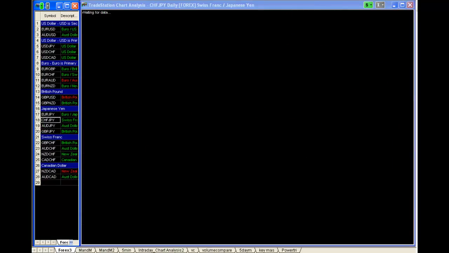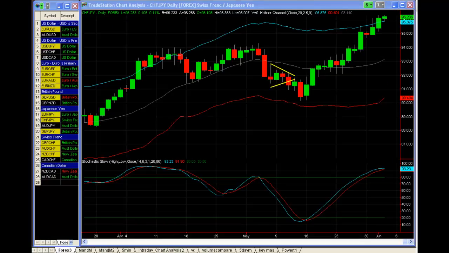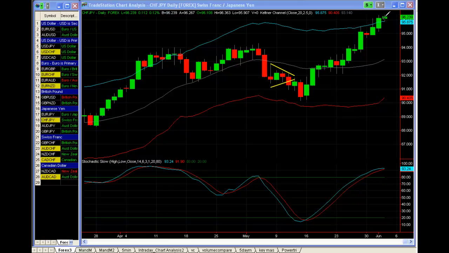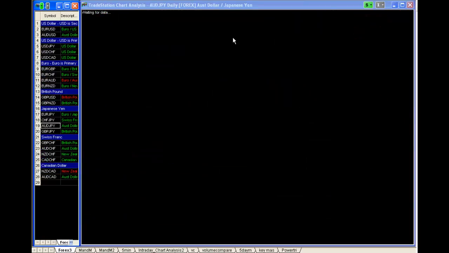Here is the Swiss yen. The Swiss yen is outside the upper Keltner. And notice the Keltner doesn't really have a strong trend to it, right? Just slightly pointing up here. I'm looking for this to pull in. I don't have a trigger here, but if this forms a narrow range candle, we'll be setting that one up in tomorrow's video.